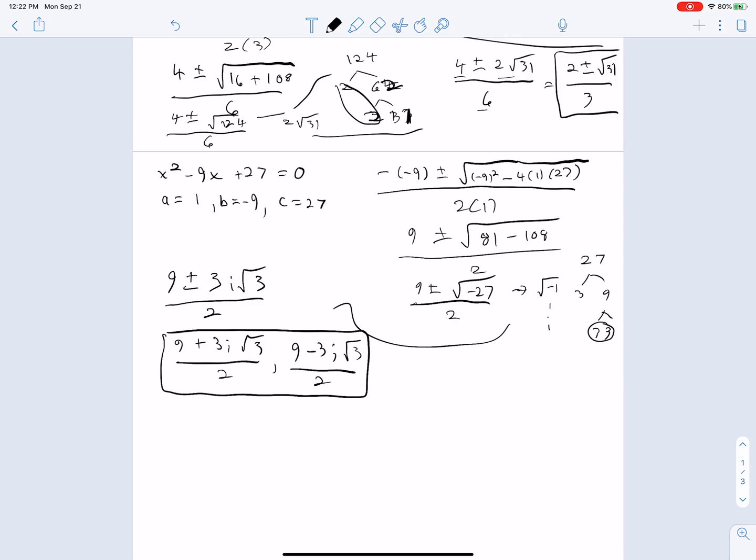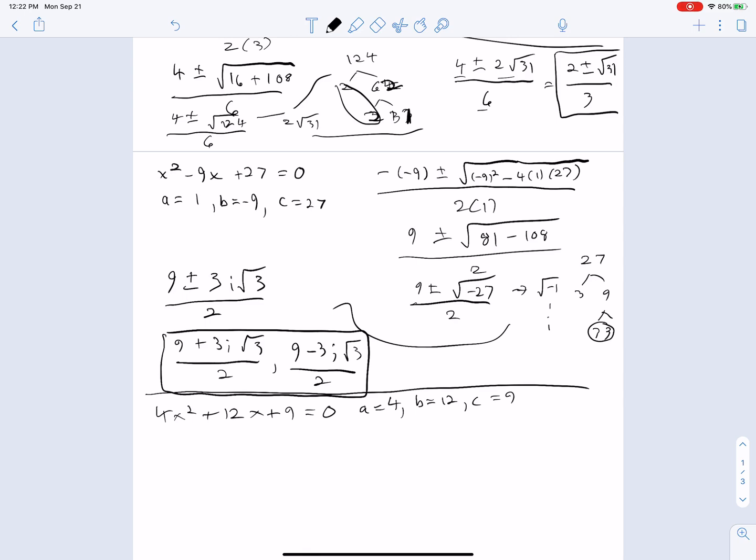Okay, so one last practice problem. Now we're looking at 4x squared plus 12x plus 9 equals 0. So again, here we have our a equals 4, our b equals 12, and our c equals 9. So I'm going to plug this in.